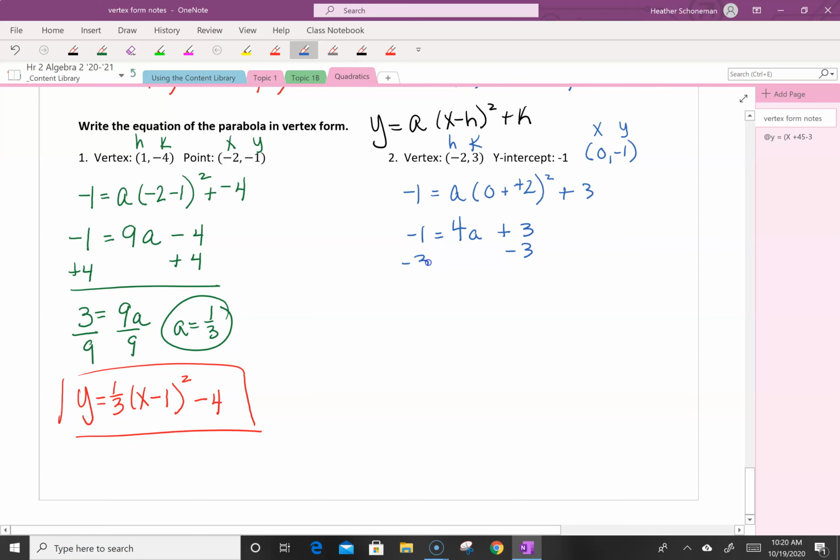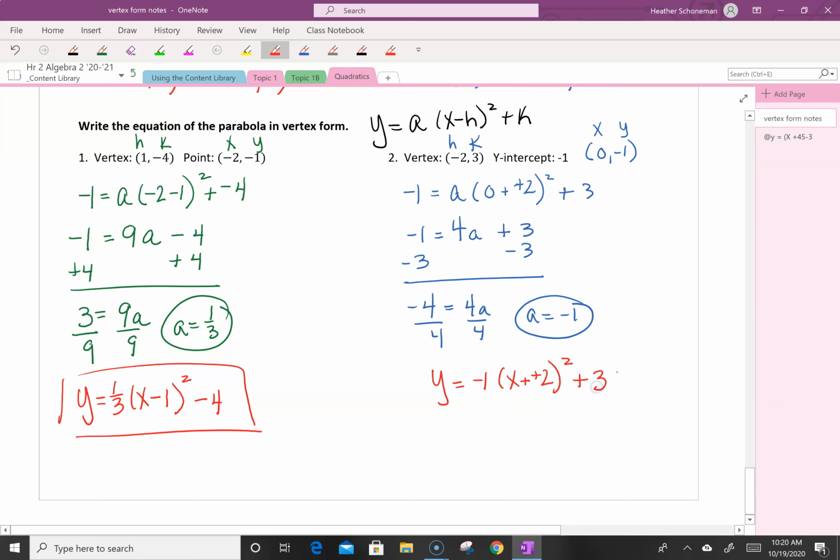So to solve, I'm going to subtract 3 from both sides. So I have -4 equals 4a. Divide by 4, a equals -1. And now I can write my equation, which would be y equals -1 times x minus h, which is -2, so plus 2, squared, plus k, which is 3. That's it.